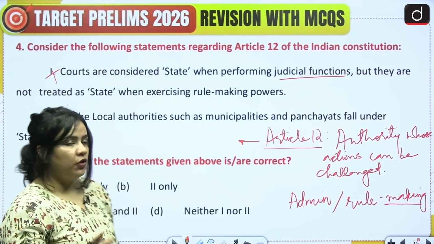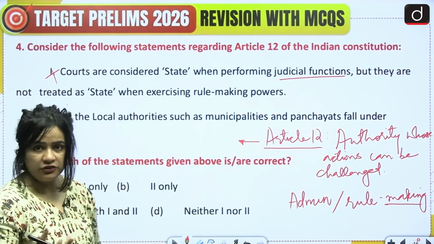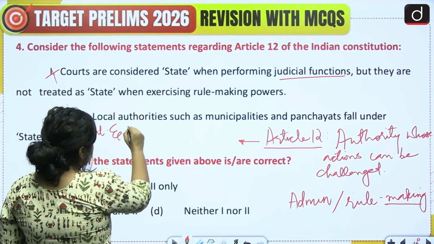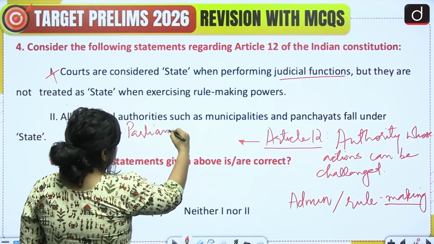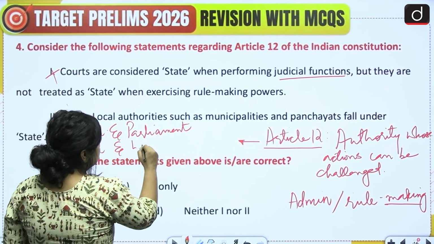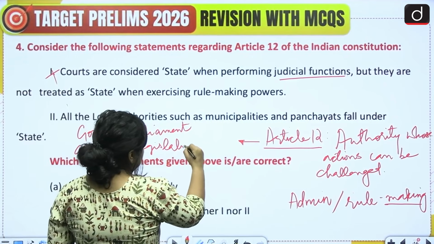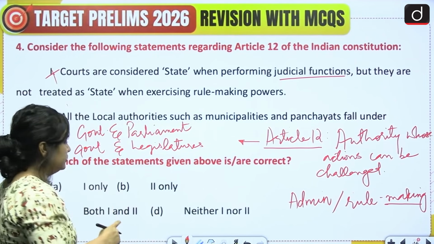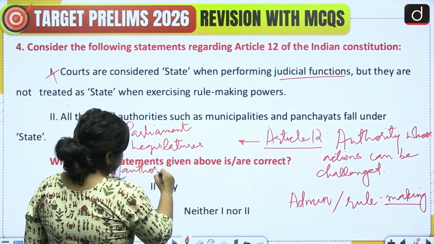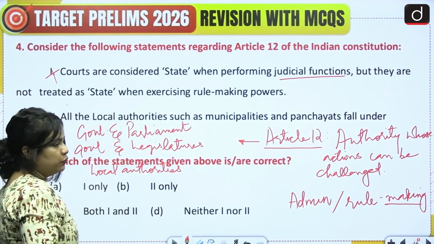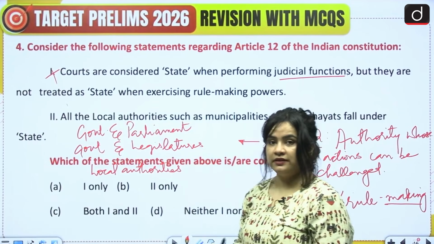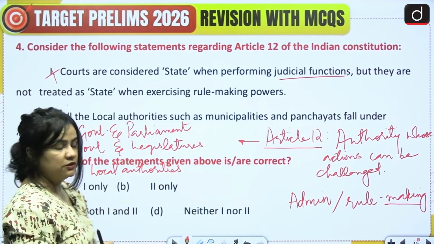What all bodies or authorities are included under the definition of state? We have the government and Parliament of India. We have the government and legislatures of state. We also have local authorities like municipalities, panchayats, district boards, improvement trusts. All of these come under state due to the definition of Article 12.